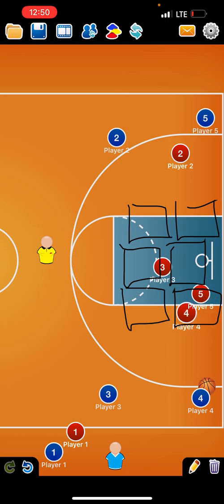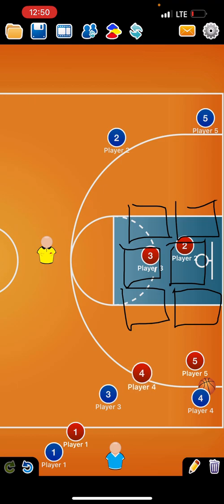So 4 gets the ball here. We're rotating out. We're putting players in position. Ball is low, so they're in. They're on the lane line, the ball line.